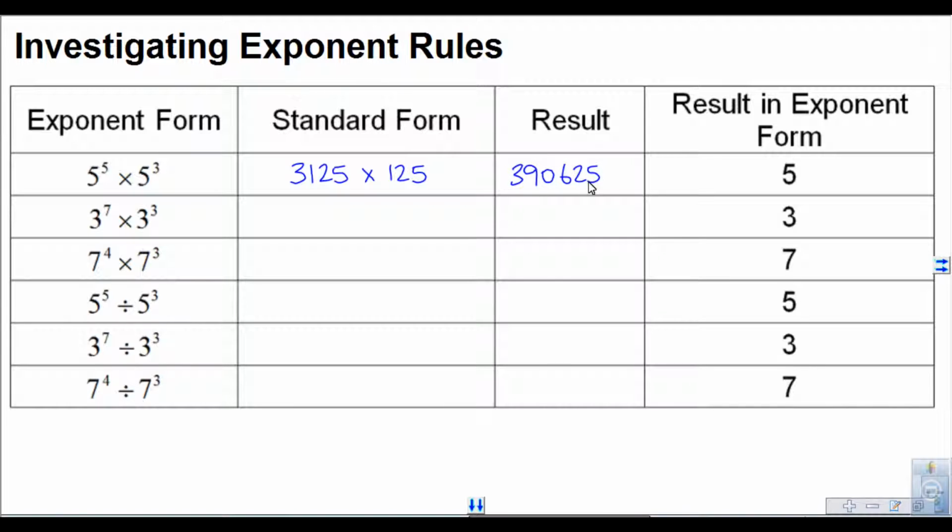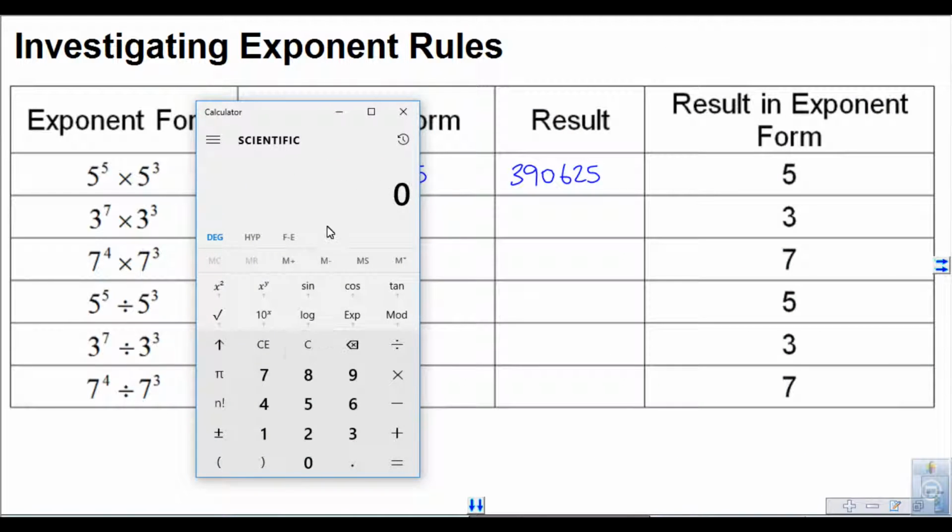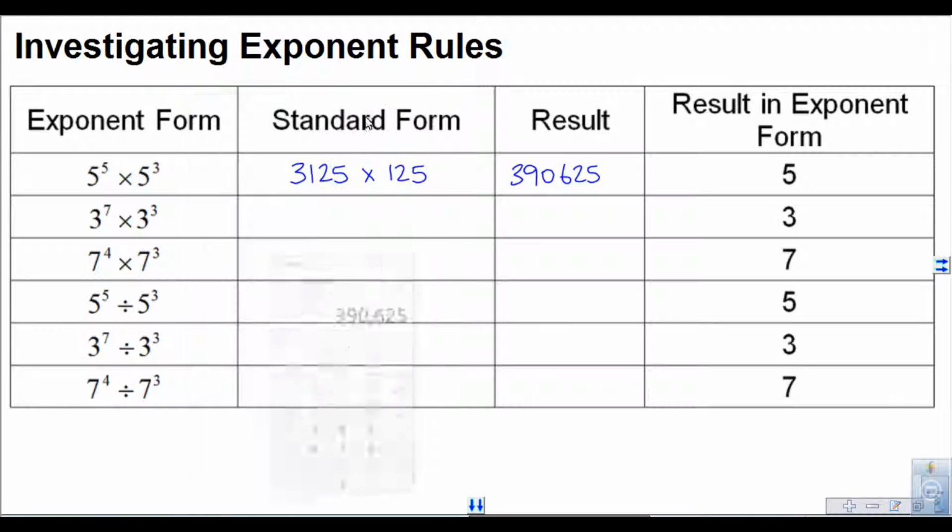I'd like to express this result as a power of 5. So I'm going to do a little bit of guessing, and let's see what power of 5 will get me 390,625. So I'm going to go, let's say, 5 to the power of 9. Okay, that number is way too big, so I'm going to lower the exponent. Let's go 5 to the power of 7. Okay, that number is too small, so let's go 5 to the power of 8. Okay, so that's good. So 390,625 can be written as 5 to the power of 8.